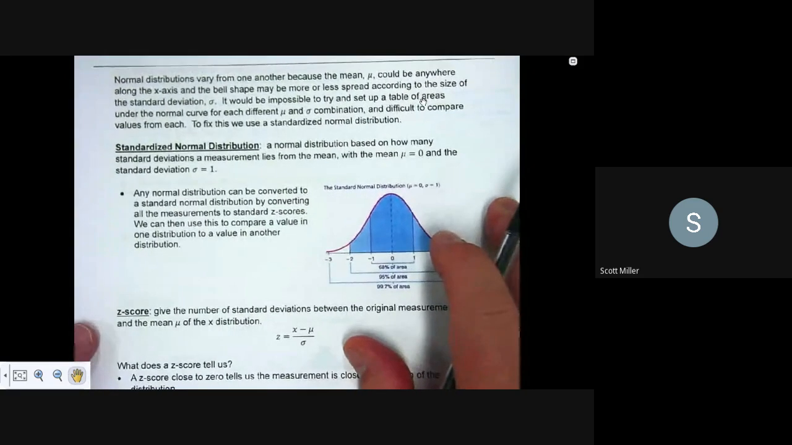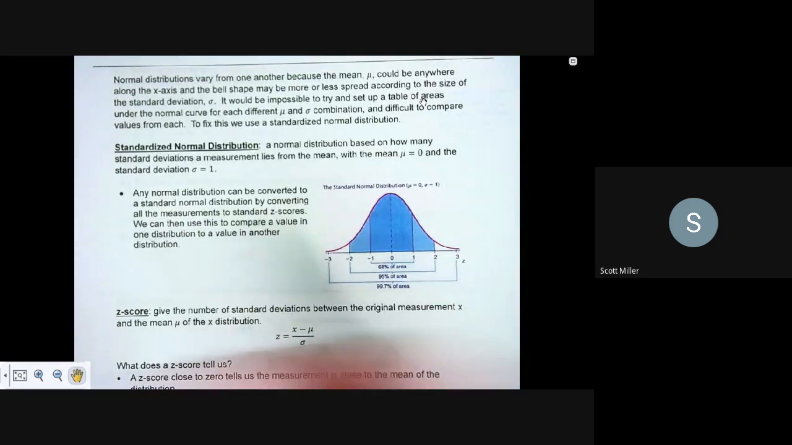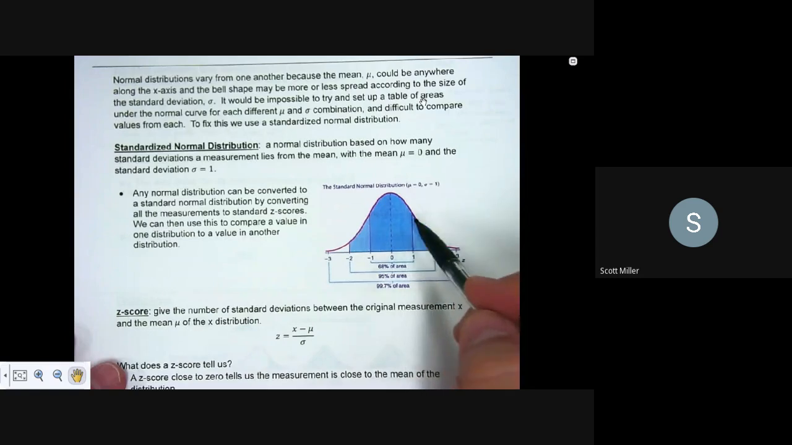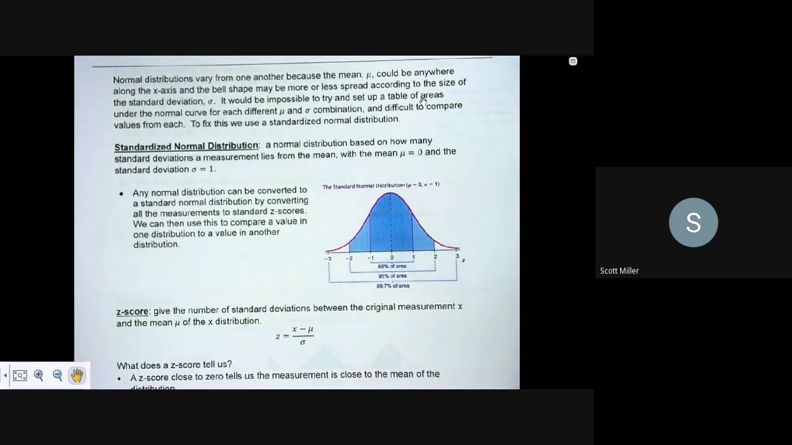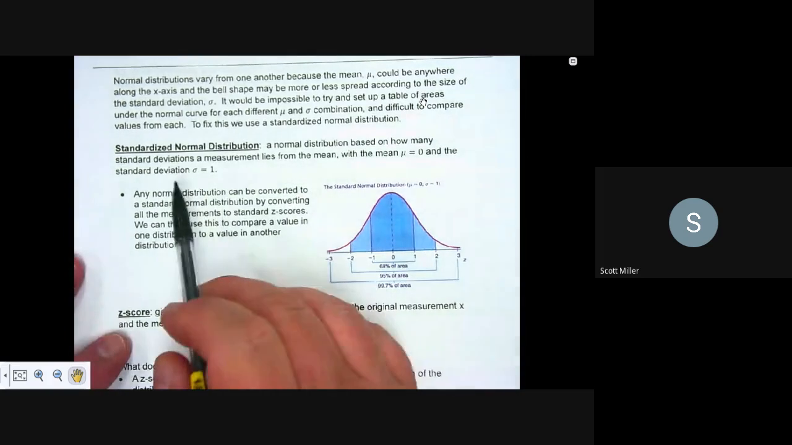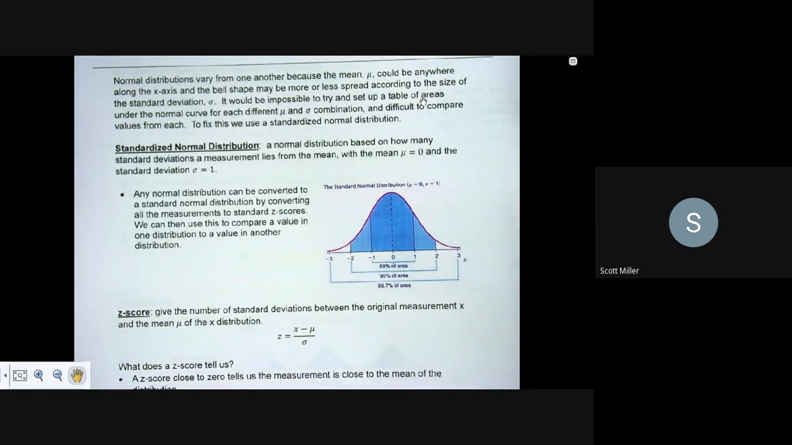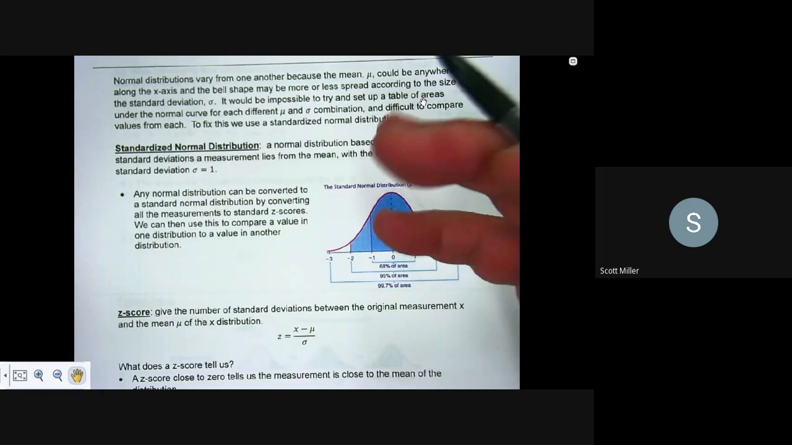So normal distributions vary from one another because of the mean. Mean can be anywhere along the x-axis, and the bell shape can be more or less spread according to the size of the standard deviation. It's impossible to try and set up a table of areas under a normal curve for every different mu and sigma combination. And it's difficult to compare values from different probability distributions. How do I compare things of different types? So they fixed this by changing everything to a standardized normal distribution. So they modify this in just a fashion. It's still the same kind of idea. It's just we're looking at it a little bit differently.